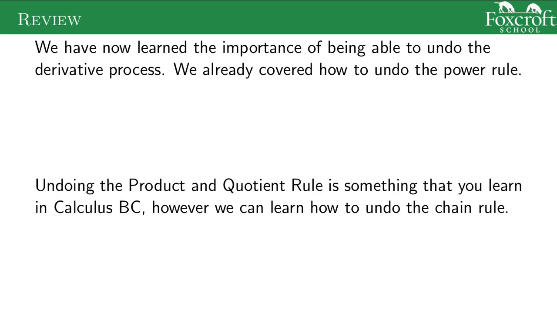All right, so we now learn the importance of being able to undo the derivative process, because that helps us find the exact area under a curve. And we covered how to undo the power rule. And when we were doing derivatives, we learned the product and quotient rule. That's something you don't learn until calculus BC, about how to undo the product and quotient rule. However, in AB, the class we're in, you can learn how to undo the chain rule.